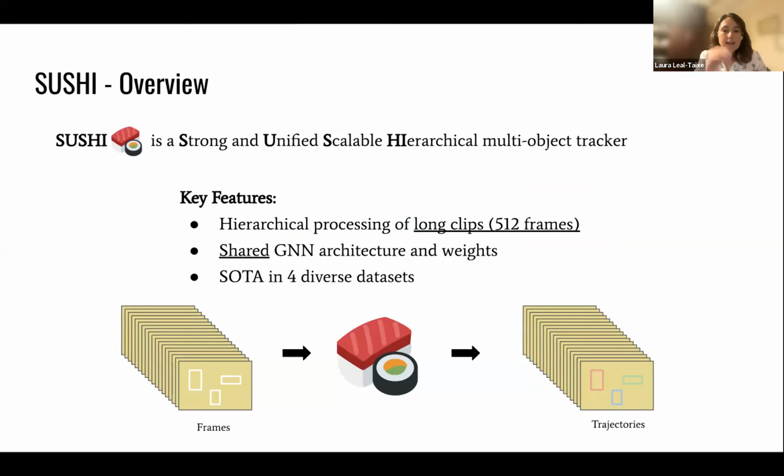And we have the exact same graph neural network architecture and weights for each level. So really a general tracker, we don't need to engineer each level. And also the cool thing is that it generalizes, right? So as much as I love MOT Challenge and working on MOT Challenge for obvious reasons, we also want to generalize to other data sets out there. And so we tried on 4 diverse data sets and we have consistent state-of-the-art results by a large margin.